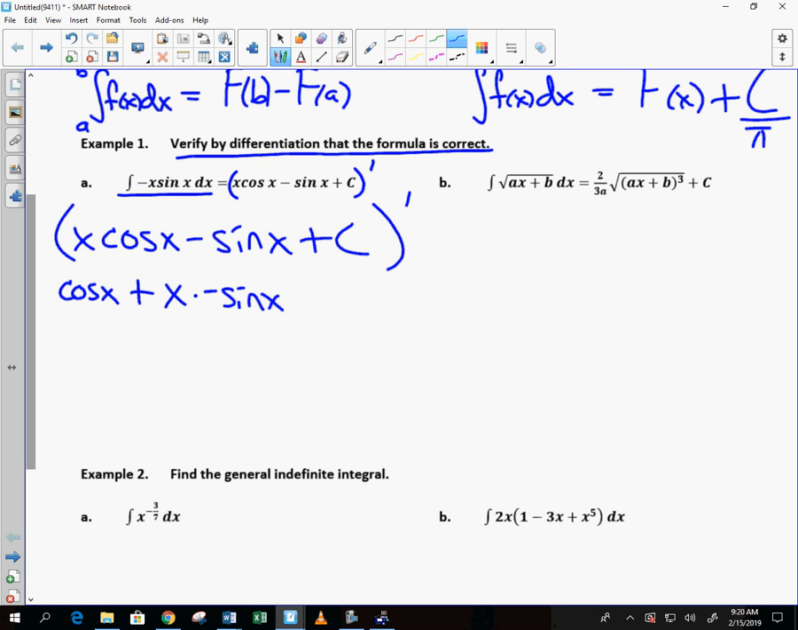What's the derivative of negative sine of x? Negative cosine of x. And what is the derivative of a constant? 0. Can I simplify this result? Cosine of x and negative cosine of x will cancel. I get a negative x sine of x.